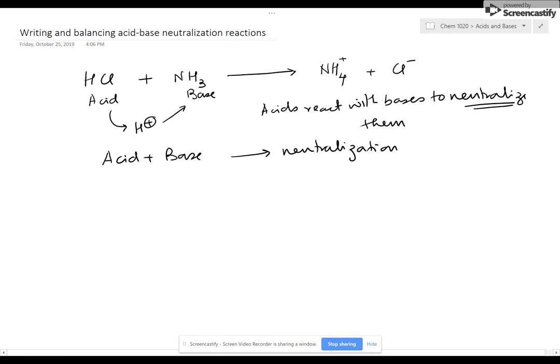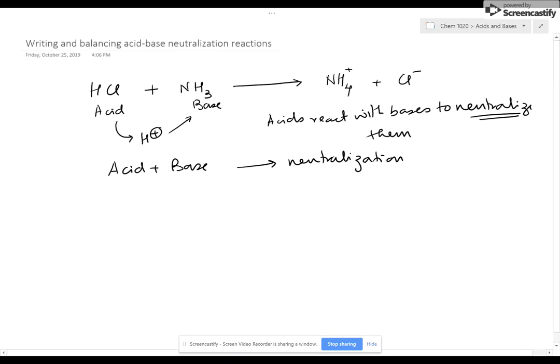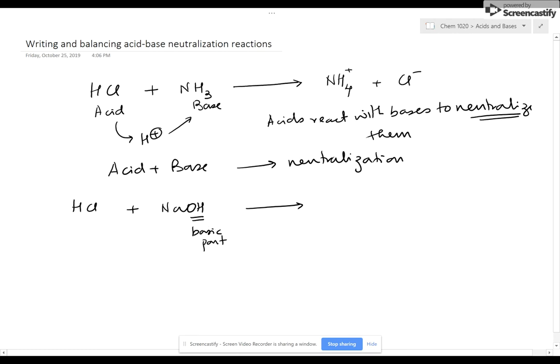Okay, so now that we understand that, let's take a look at a few more different types of acid-base reactions. Number one, we're going to write the neutralization reaction, but then number two, we're also going to balance the reaction. So let's take a look at HCl plus NaOH. As you can see, this NaOH is a different type of base, where the OH minus is basically the basic part of the base.